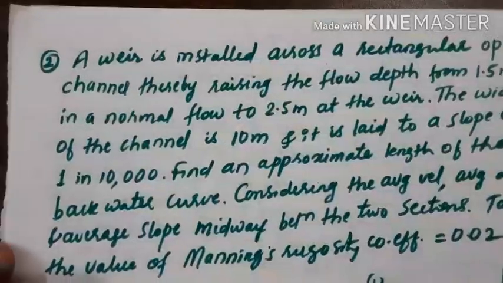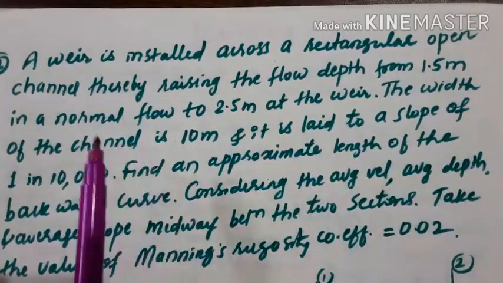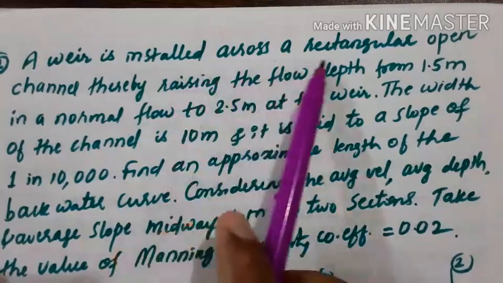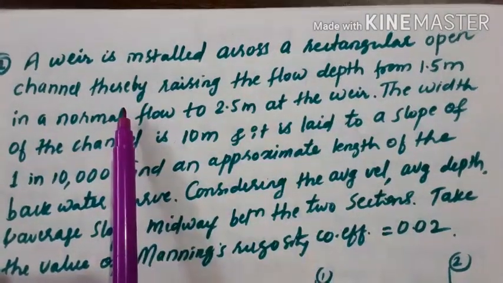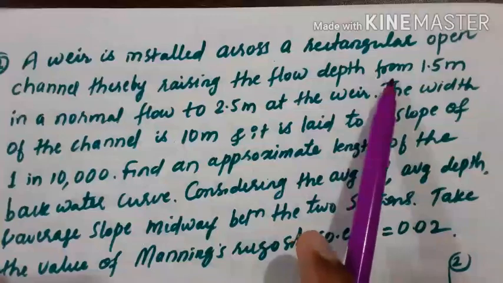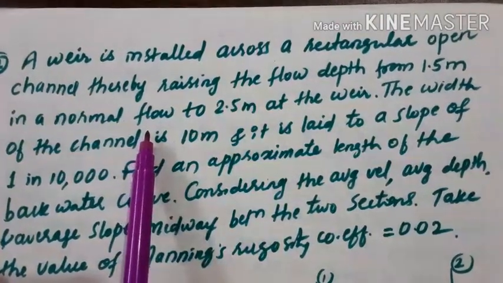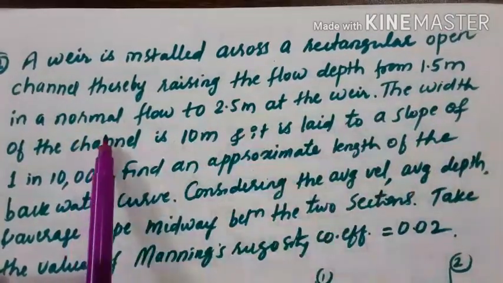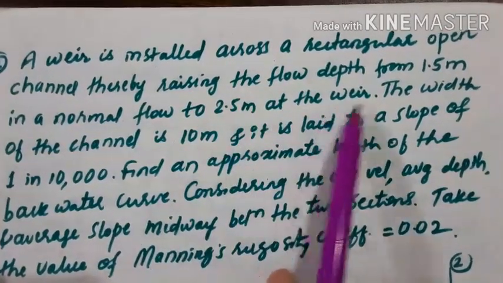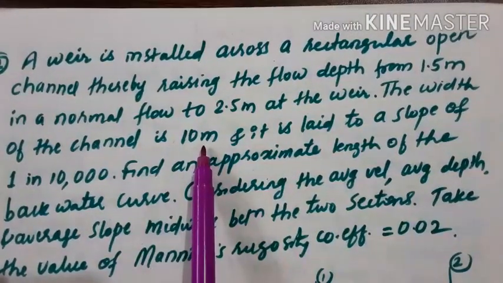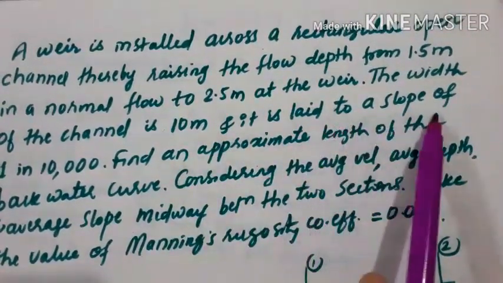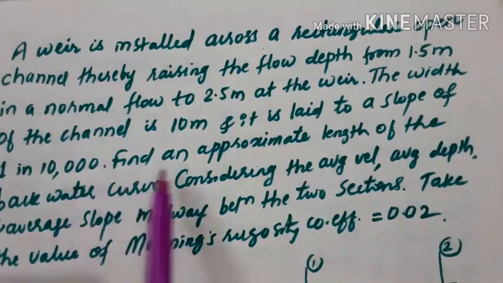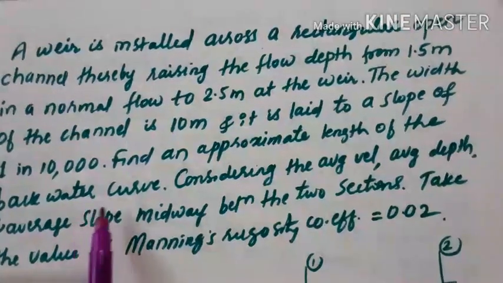Okay, next, take one more problem. A weir is installed across a rectangular open channel, thereby raising the flow depth from 1.5 meter in a normal flow to 2.5 meter at the weir. The width of the channel is 10 meter and it is laid to a slope of 1 in 10,000. Find an approximate length of the backwater curve.